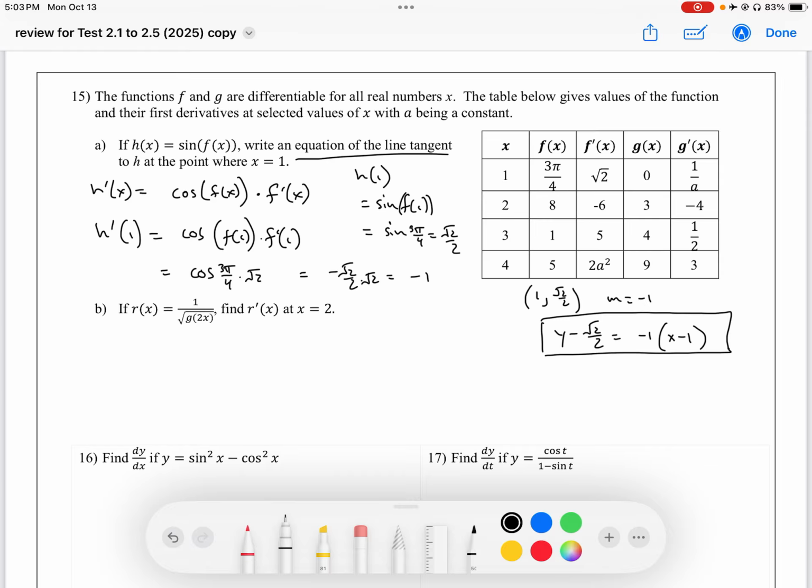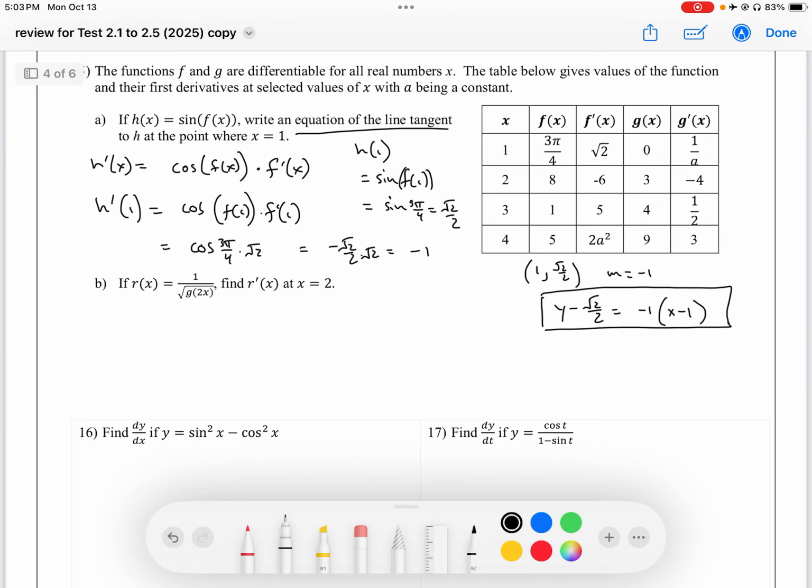Okay, now we move on to B. Find r prime of x at x equals 2, aka find r prime of 2. Okay, well, r of x is equal to g of 2x to the -1/2. So that's the first thing we'd want to do, is just write that as g of 2x to the -1/2, because I definitely don't want to use the quotient rule on this. This looks like a double chain rule again. Your outermost function is something raised to the -1/2. Then your next layer is g, and your final layer is 2x.